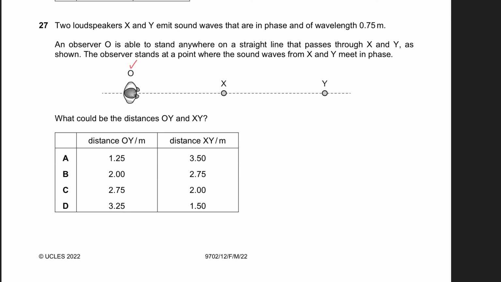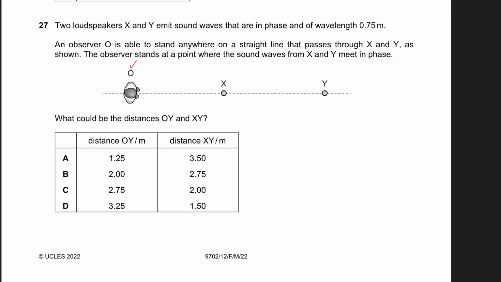So what you need to understand is that for the two waves to be in phase at O, the wave that is coming from Y should cover a whole number of wavelengths when it reaches X, because from that point onwards the two waves travel the same distance. So if wave Y is not in phase at X, it won't be in phase at O. So how do we find that out?